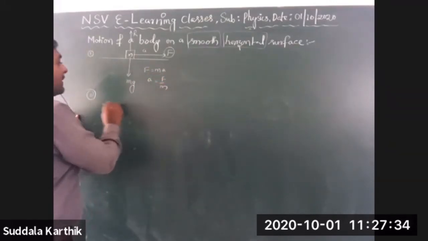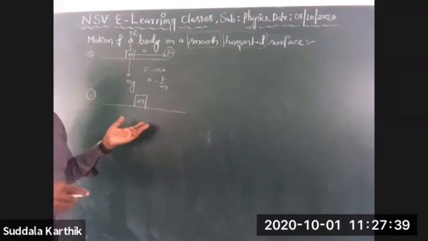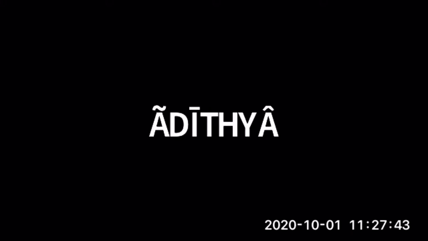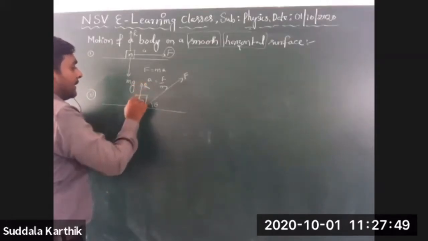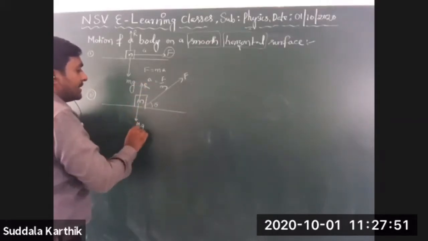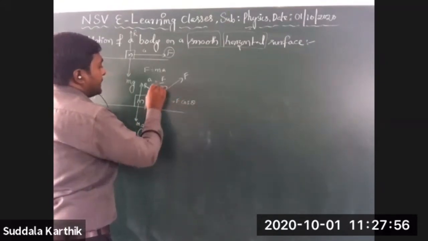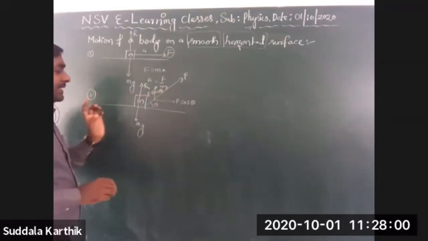The second case is on this same horizontal surface, with this same object, but I am applying a force at a particular angle. It makes an angle theta with the horizontal. This is R, this is mg. This is F cos theta, and this is F sin theta.